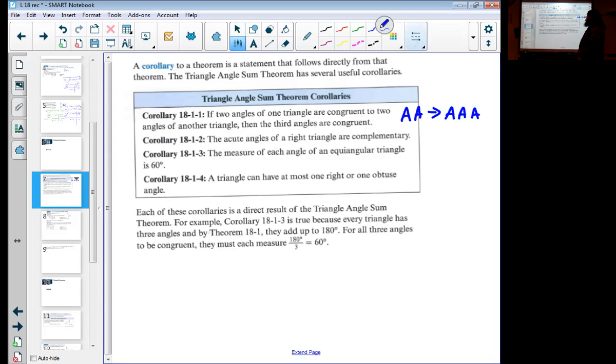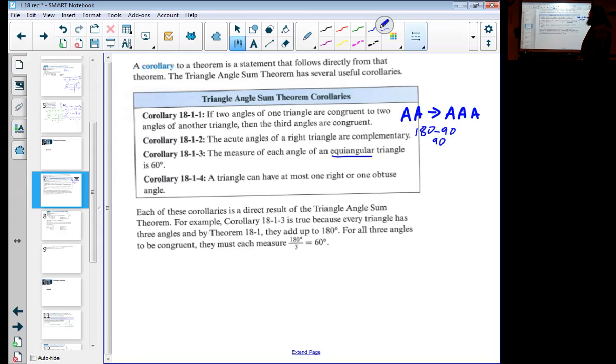The acute angles of a right triangle are complementary. This comes from the fact that a triangle is 180. If we take out 90 of that, because we have one of our angles as a right angle, then what's left is 90. So the two acute angles of a right triangle have to be complementary because they add up together to make 90. The measure of each angle in an equiangular triangle is 60 degrees. Equiangular means all the angles are the same, so 180 divided by 3 is 60.